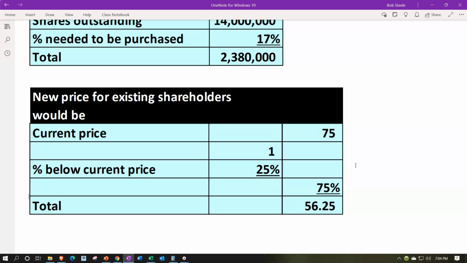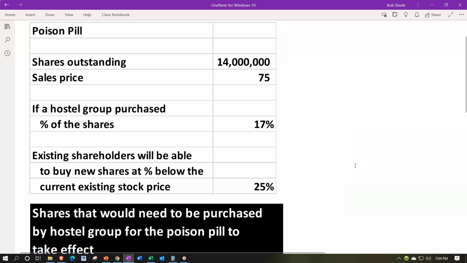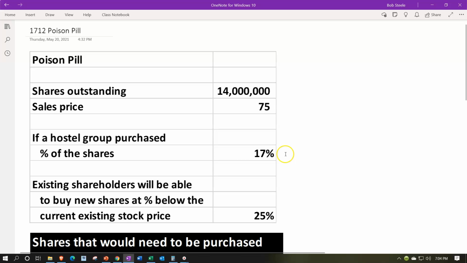We can then offer that to the current shareholders, and hopefully they'll take that, given the fact that it's substantially below the market price. And if so, then we can basically dilute the shares and once again make it more difficult for this group to acquire a controlling interest in that way.